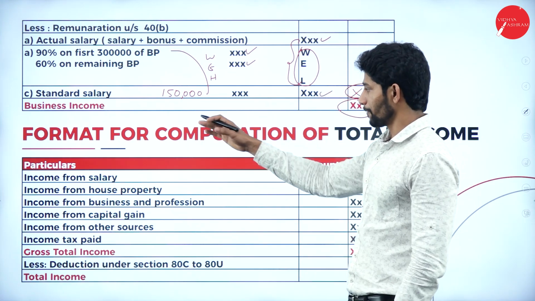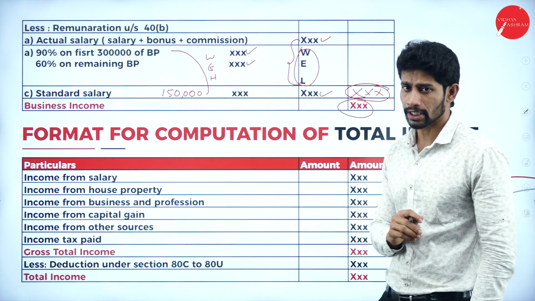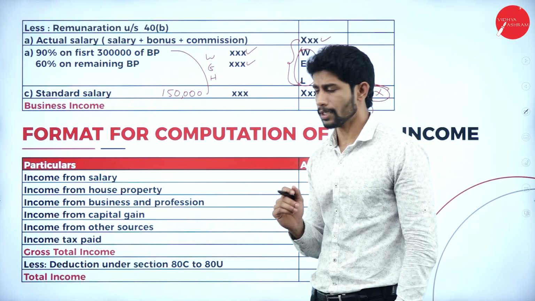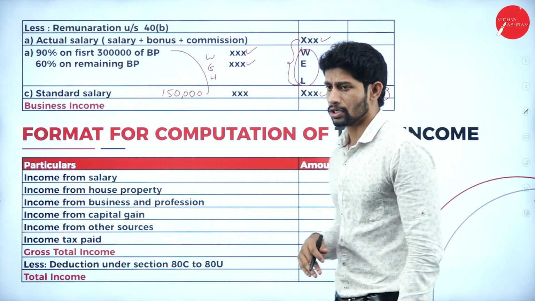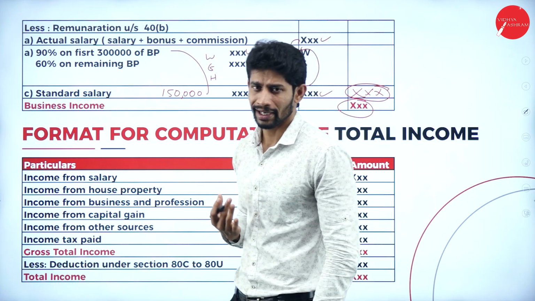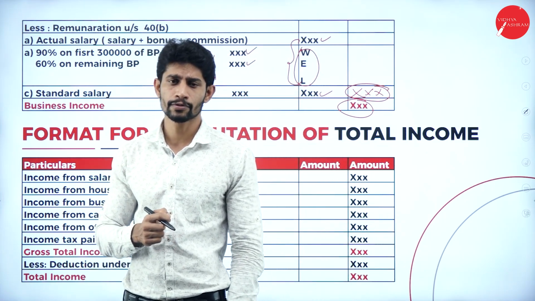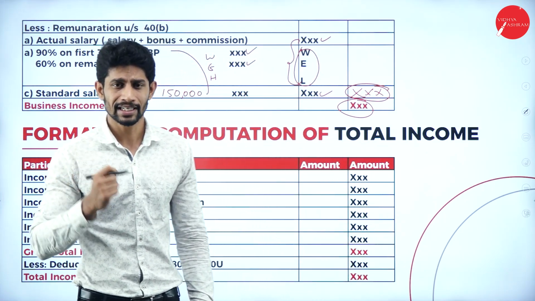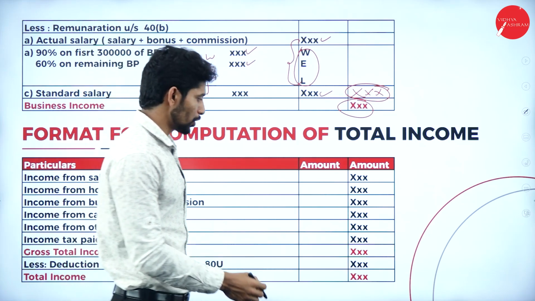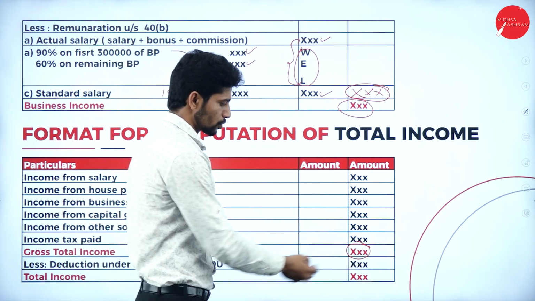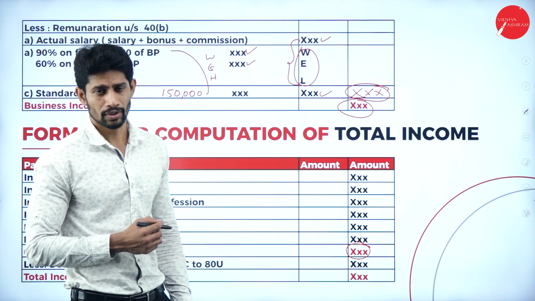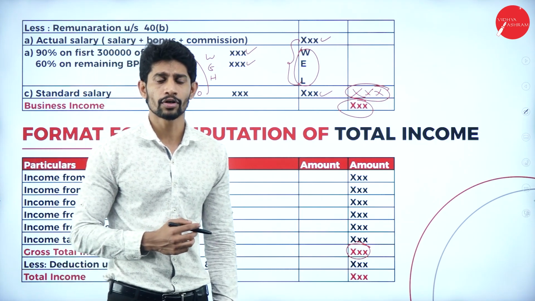Next, the format for computation of total income. So what is the format for computation of total income? Particulars, amount. You are supposed to take all the five heads of income: income from salary, income from house property, income from capital gain, income from other sources. Then total it, you will get some total. This total is called gross total income.